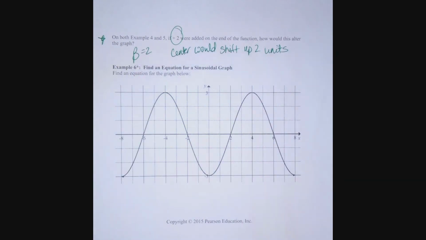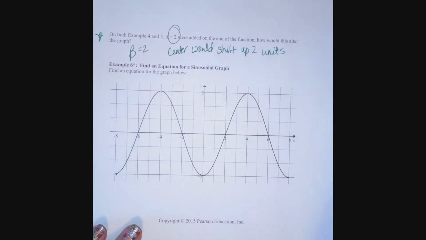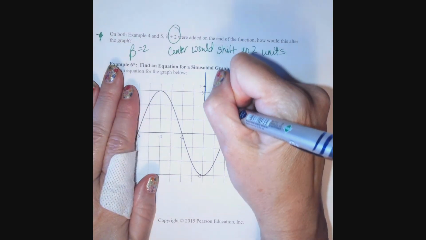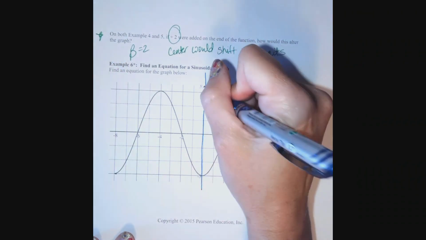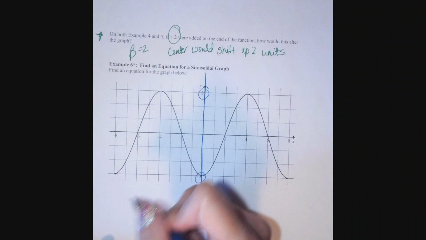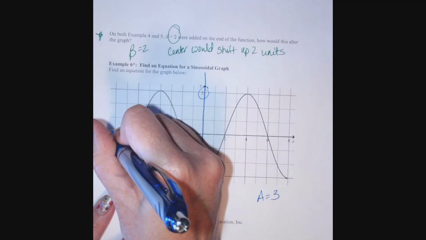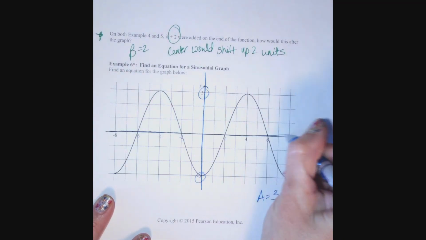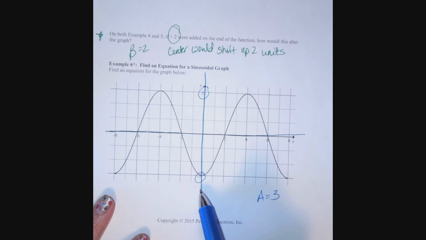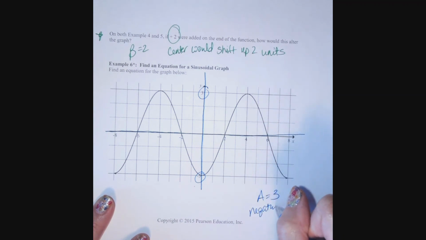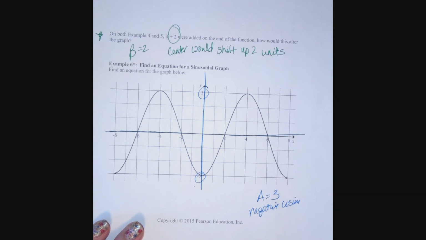And then this last example says to find an equation for the graph below. Now we're going to do the most simple equation we can. If we assume there's no phase shift, here's my y-axis right here, and I see that peak and trough are 3, so A is 3. I'm starting not at center, I'm starting at trough. So this is going to be a negative cosine graph. The simplest version of my equation will be for a negative cosine function graph.